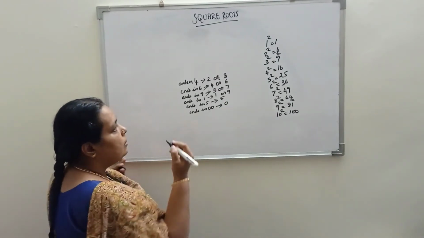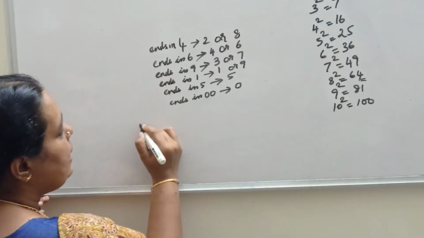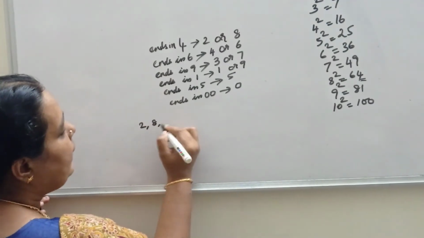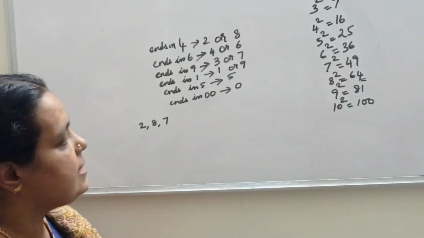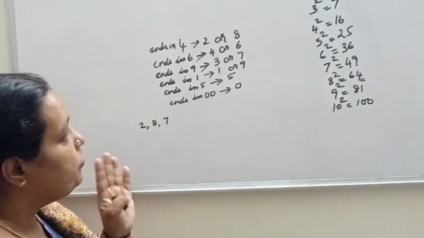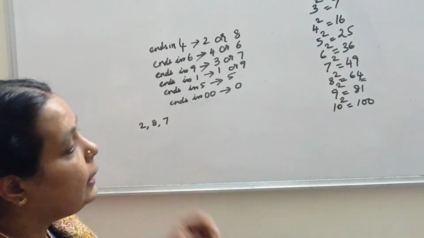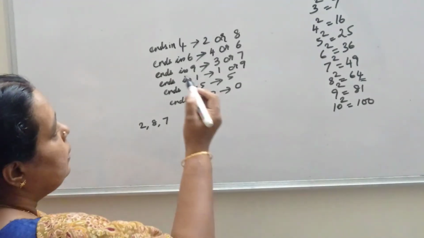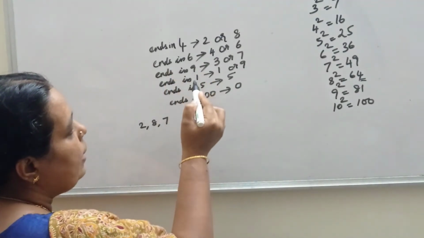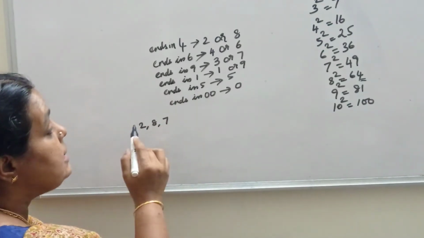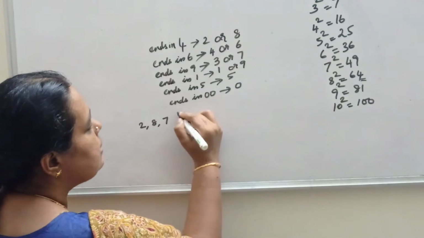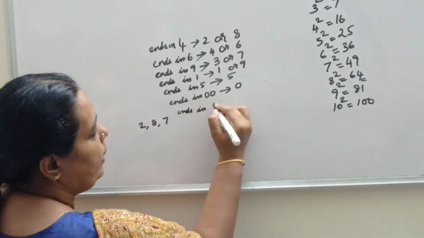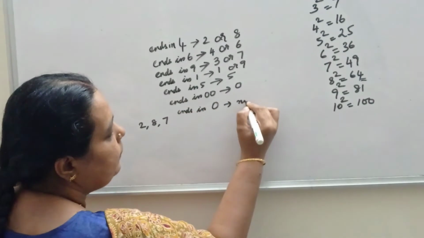But the numbers which end in 2, 8 and 7 are not perfect squares. So first we have to learn this to learn the perfect squares: the numbers which end in 4, 6, 9, 1, 5 and 00. Even if the number ends in a single 0, it's not a perfect square.